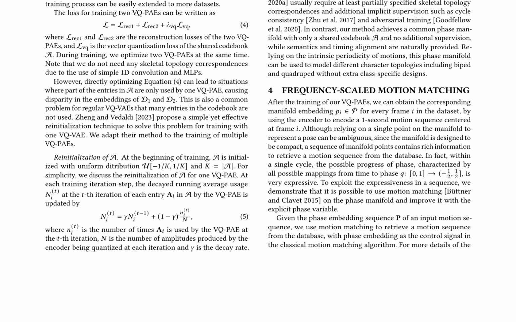After training the VQPAEs, the authors obtain the corresponding manifold embedding for every frame in the dataset. They demonstrate that motion matching on the phase manifold can be used to retrieve a motion sequence from the database, with the phase embedding as the control signal. The explicit phase variable improves the motion matching algorithm, allowing for more expressive and flexible motion retrieval.